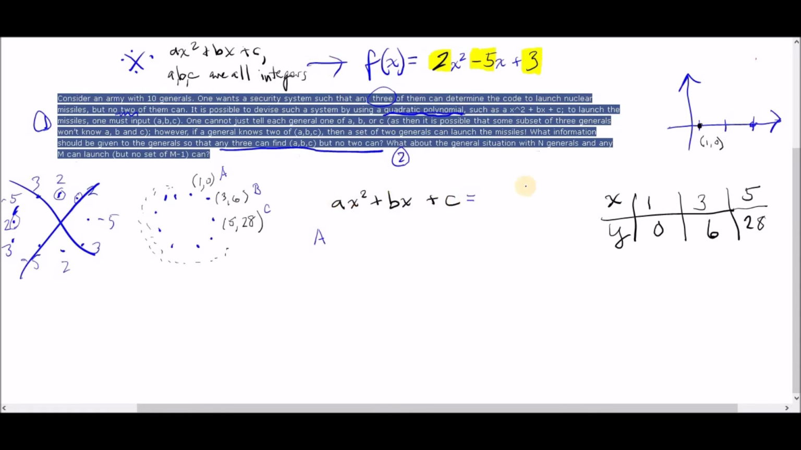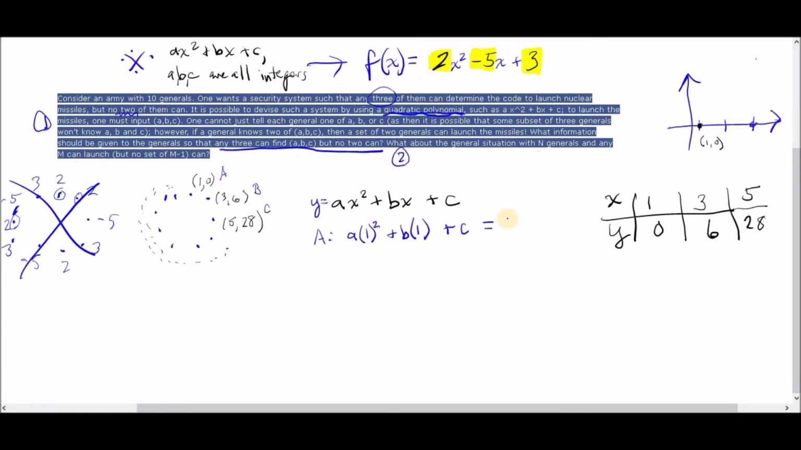Let me put it on the other side. That's how you're normally going to see it in class. All right, so it's equal to f of x or y. So our x and y coordinates, right? So first general big A says, okay, I plug in 1, so I'll get a times 1 squared plus b times 1 plus c will be equal to my y value, which is 0.